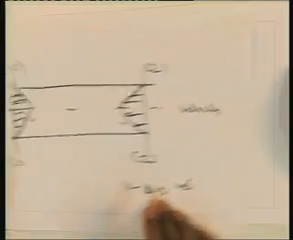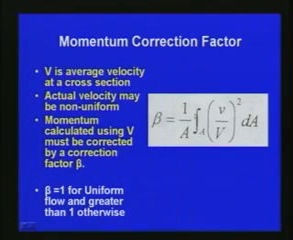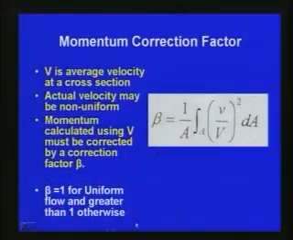For the momentum equation we have to apply the momentum correction factor beta. If A is the area of cross section, beta is equal to 1 by A integral over A of (v by V) all squared dA, where small v is the varying velocity and capital V is the average velocity. If the flow is uniform, the velocity is the same throughout the section, so beta will be equal to 1. For non-uniform flow, beta will always be greater than 1.